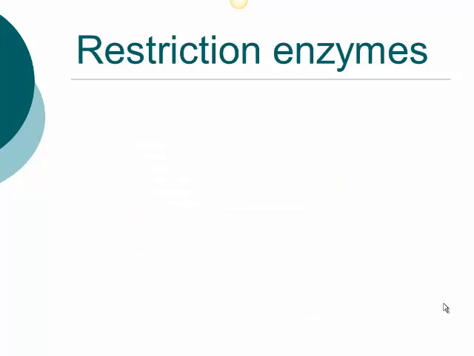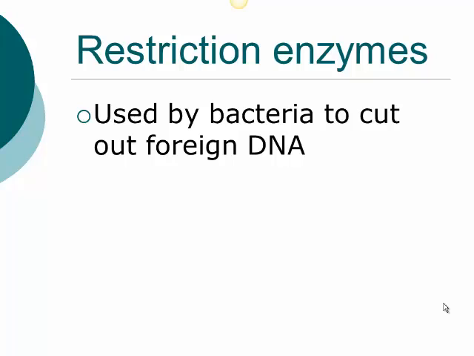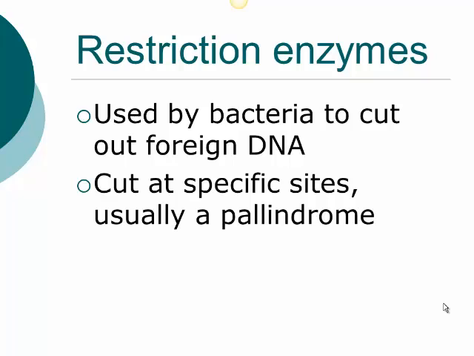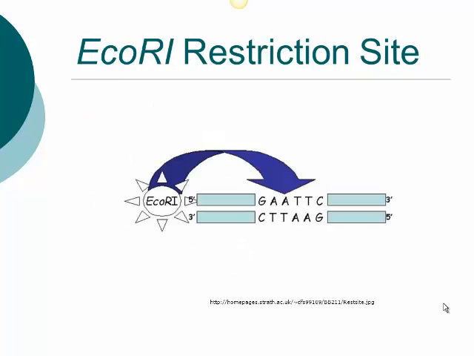Now let's talk about restriction enzymes. Restriction enzymes are used by bacteria to cut out foreign DNA. So if some foreign DNA does get in, they do have a way, an arsenal, an immune system, if you will, to get rid of it if they don't like it. And it will always cut at specific sites, and they're usually palindromes, and a palindrome is something like this, GAATTC. If you look at the other strand, it would read the same but backwards, and that's a palindrome. It's a mirror image.